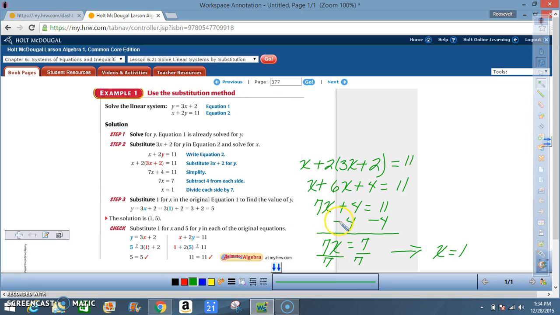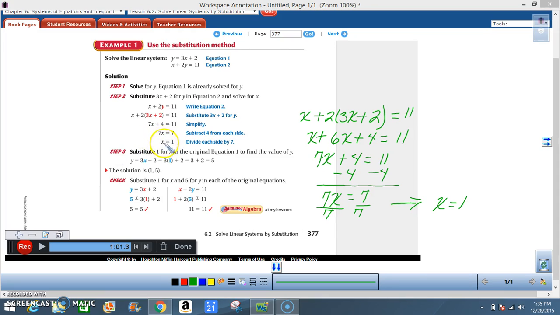So we're going to say minus 4, minus 4. Once again, what are we using? The inverse property. The 4 is going to cancel out. And we will end up with 7x = 7. Divide both sides by 7, and x = 1.